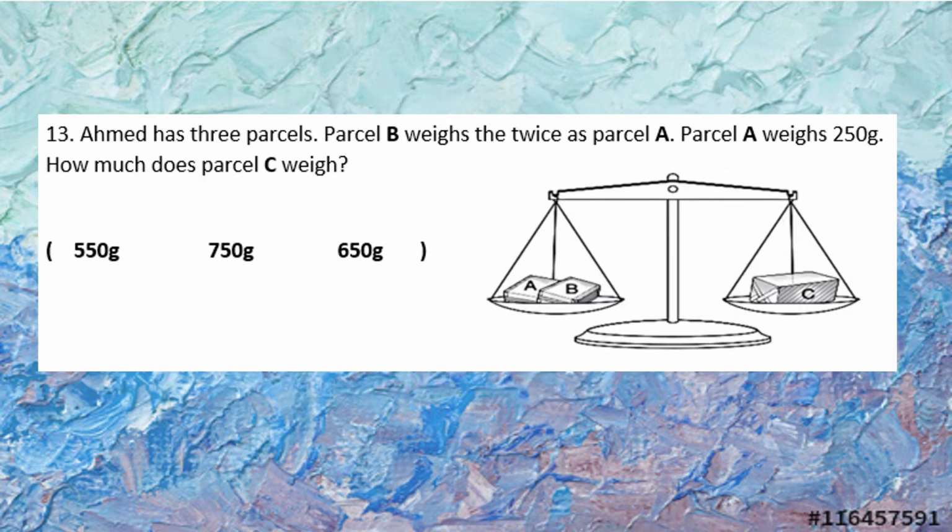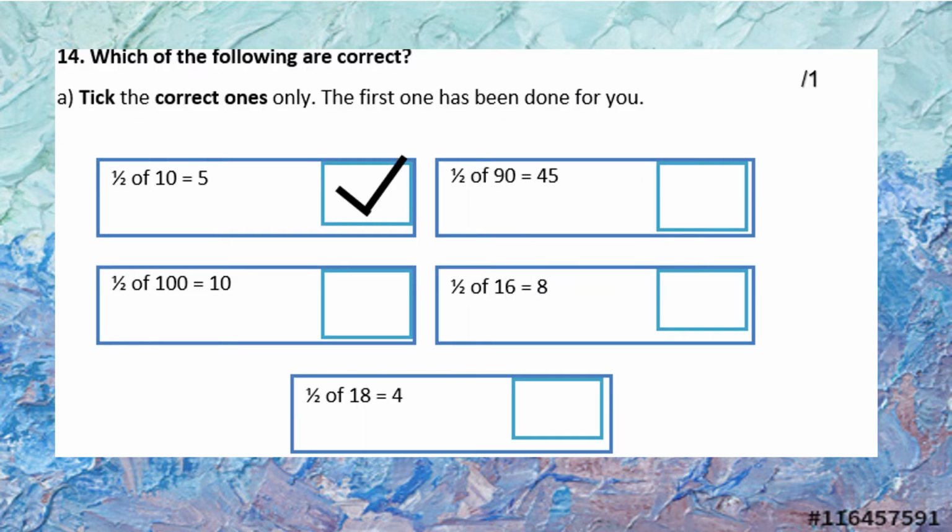So now our next question is, Ahmed has 3 parcels. Parcel B weighs twice as much as parcel A. Parcel A weighs 250 grams. How much does parcel C weigh? So, look at the picture carefully, observe and then estimate. Next question. Which of the following are correct? Tick the correct one only. The first one has been done for you.